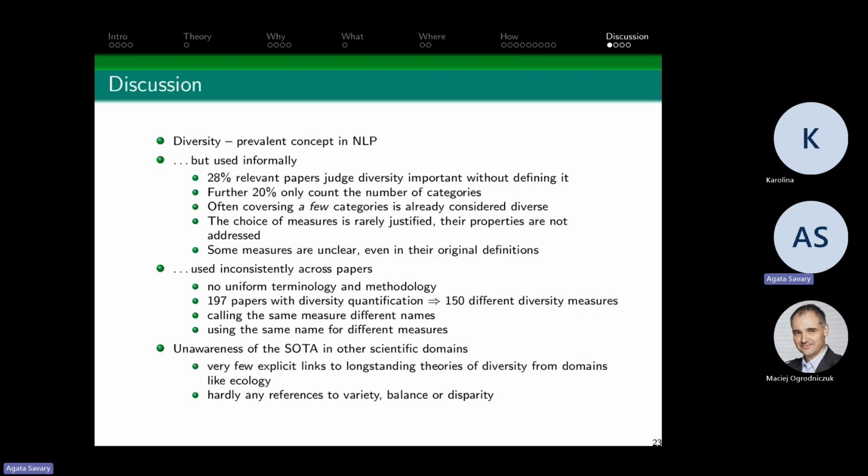And also, not only is it informal, but it's inconsistently used across papers. We have these 150 different diversity measure names, actually, but many of them are similar or the same. So people call the same thing by different names, or they use the same name to call different things. And they don't seem aware that diversity is a very mature concept in other domains. They just don't look at it, except very few papers that did look at it. And they never, or hardly ever, there is one paper in ours, refer to variety, balance, and disparity.